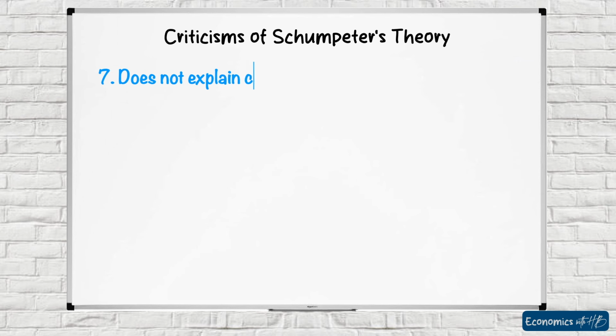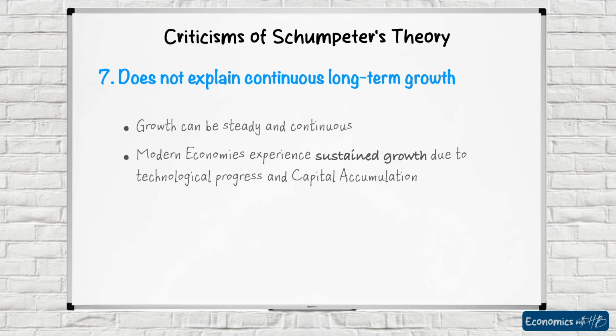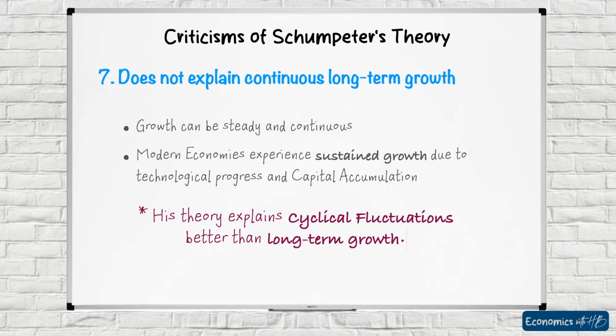Criticism number 7. His theory does not explain continuous long term growth. Schumpeter viewed development as occurring in waves or cycles generated by clusters of innovations. However, critics argue that growth can be steady and continuous. Modern economies experience sustained growth due to ongoing technological progress and capital accumulation in a longer run. It can be said that his theory explains cyclical fluctuations better than long-term growth.